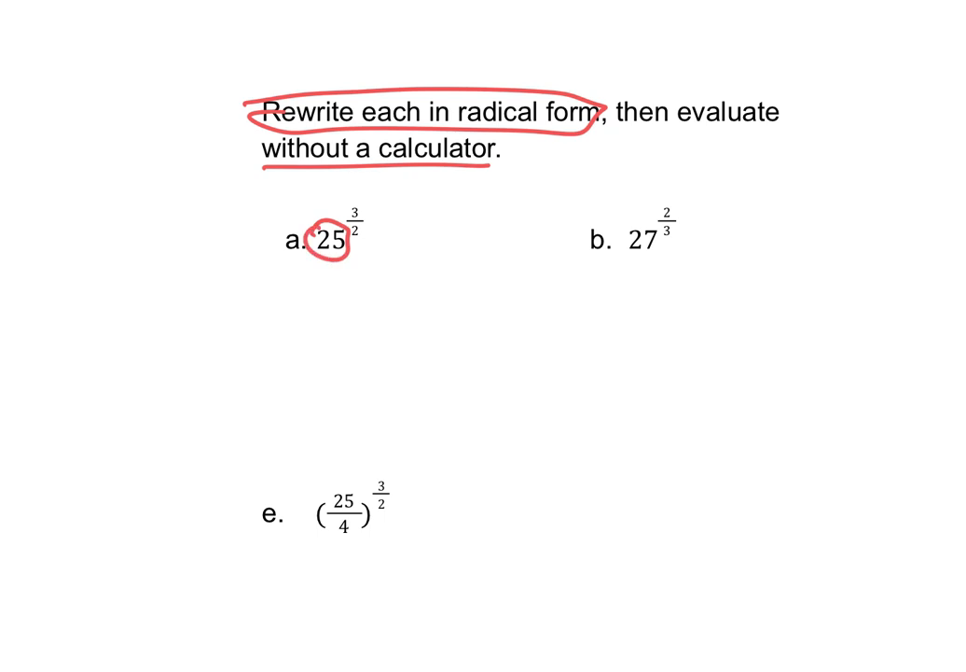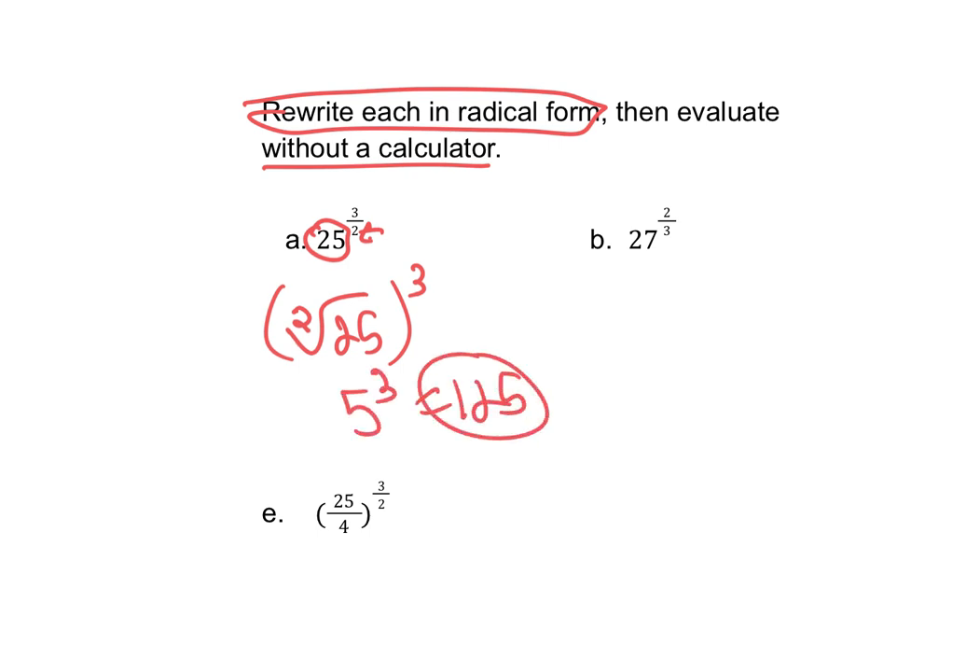So now we're going to write it as a square root because the denominator is our root that we're going to take. So we're going to take the square root of 25, and we are going to take it to the 3rd power. We know the square root of 25 is 5. To the 3rd power is just 125.